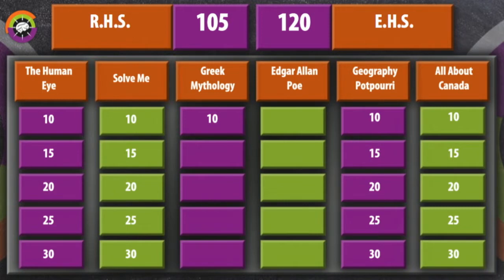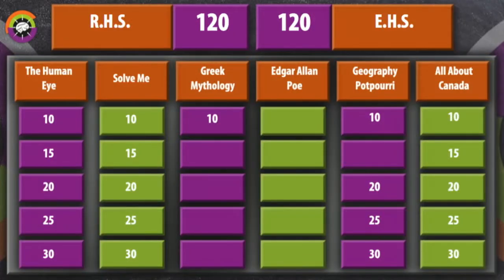Geography, potpourri for 15. Geography for how many? 15 points. Your knowledge of geography will help you answer the questions in this category. Which of the Great Lakes is the largest body of fresh water in the world? That would be Riverdale. Johanna. Superior. Superior is correct. Riverdale still in control, and we are tied.